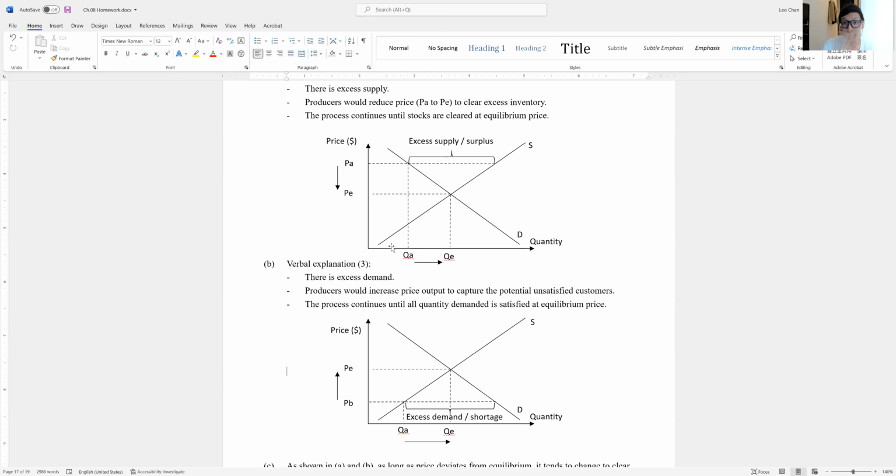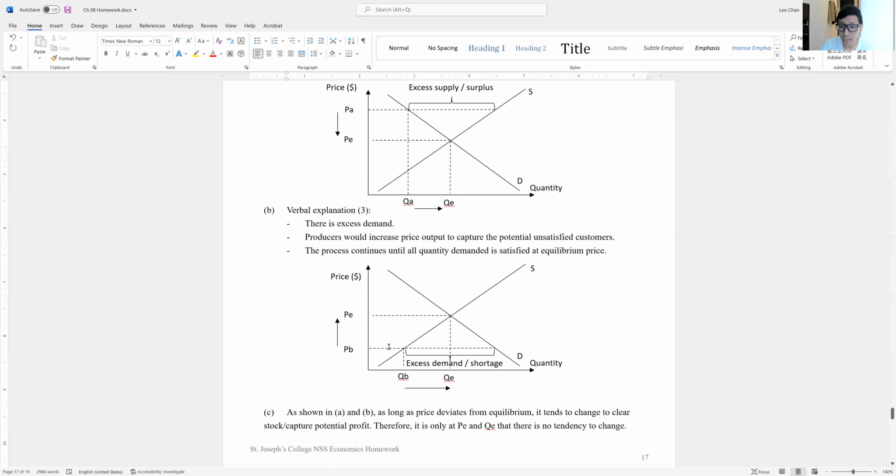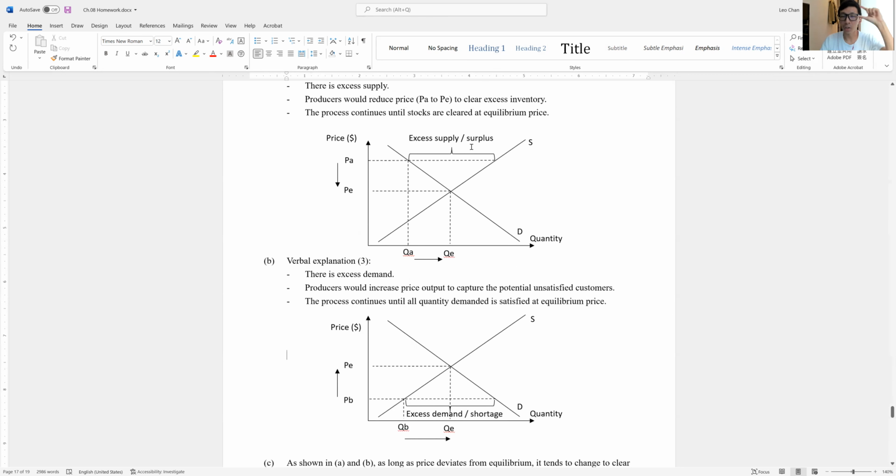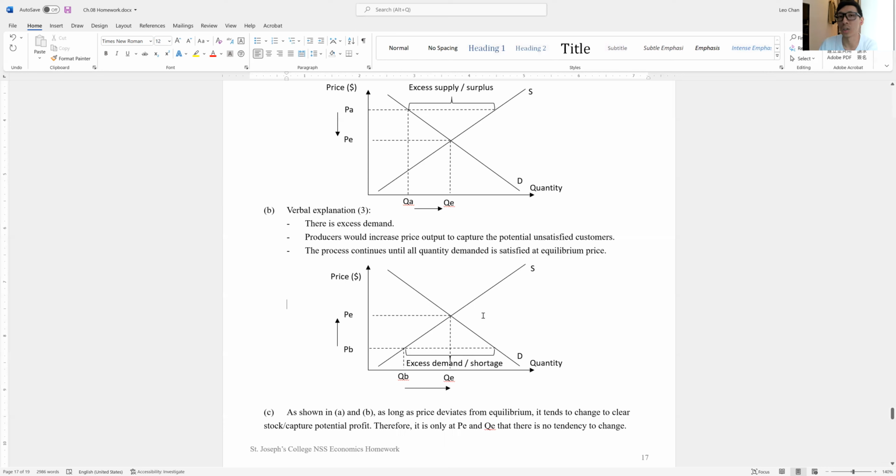This process would continue until all QD is satisfied. 你發覺沒有人排隊了, no one is queuing up anymore, right? Then they will stop there, right? 好嗎? So, PB, and then it will adjust upward to PE. The quantity transacted, QB, right, would increase to QE, quantity transacted. Okay, 好嗎? 很多人都是留在後面啊. Remember, read the questions carefully. I asked you adjustment, how it adjusts from surplus or shortage.